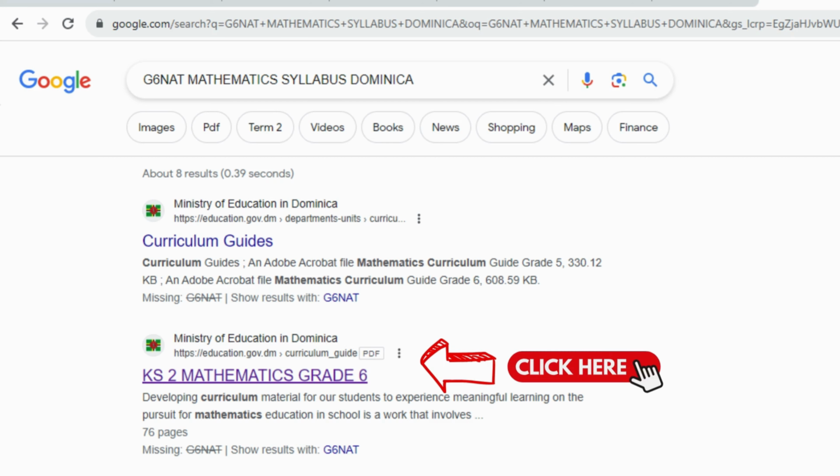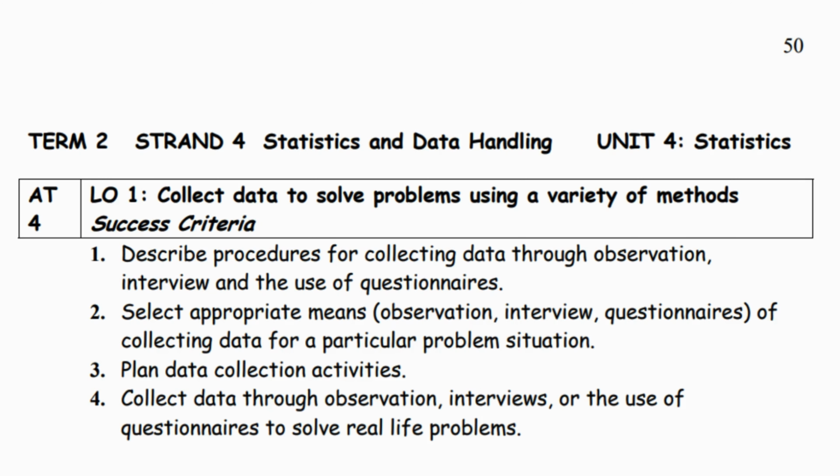And seeing that we will be doing data handling and statistics today, I went straight into that section, and this is actually what was on my screen. So it showed me in term 2, strand 4, statistics and data handling. And what I did, I used this as a guide for this video. So everything that they say that the students need to know, it's actually in this video. So let's get right into it.